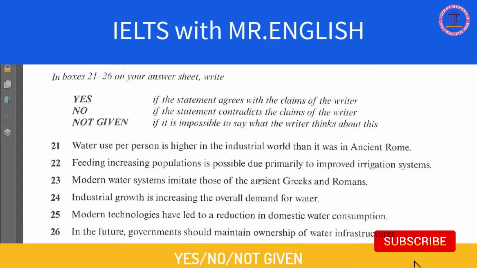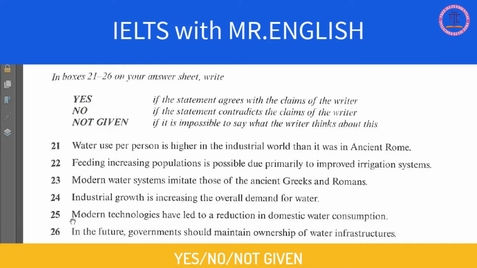Okay, let's move to the next, modern water systems and imitation. The basic word is imitation. Whether we can find any imitation of modern water systems from the Greeks and Romans. So the concept is imitation. All right, next one is industrial growth is increasing the overall demand for water. Just go with industrial growth increasing, then compare it with the demand for water.